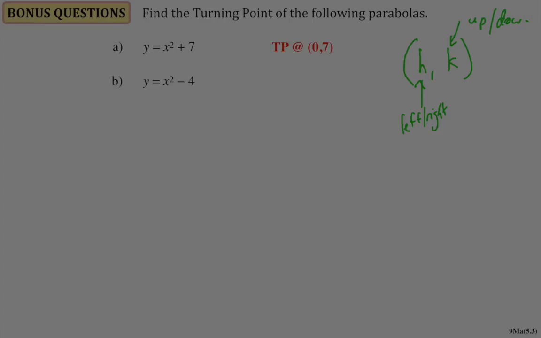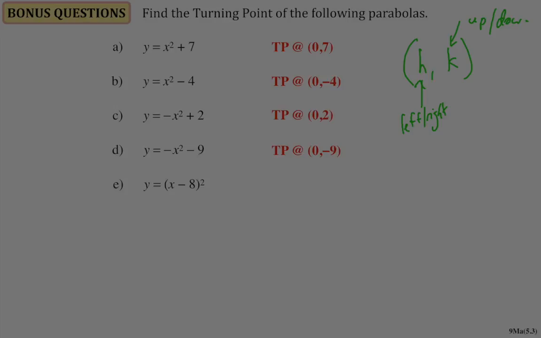So let's have a look at our next one. Is it moved left or right? No, because there's no brackets. Is it moved up or down? It's moved down 4. So the turning point will be 0, -4. What do you think the turning point for this one would be? Is there left or right movement? No. It's upside down, but it's pushed up 2. Because there's no left or right movement, it'll start with a 0 and it's pushed up 2. Turning point will be 0, 2. What about this one? Upside down, no left or right movement because there's no brackets, and down 9. So it'll be 0, -9.